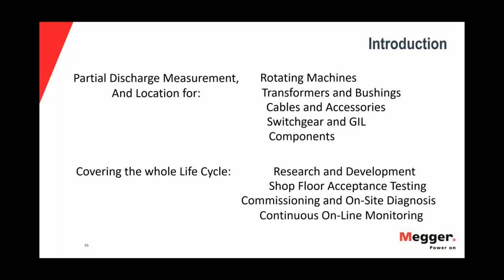So basically the PD can happen in various things, as I mentioned. In summary, it can happen in rotating machines, transformers, bushings, cables, GIS, and instrument transformers like CT and VT. So it can cover the whole life cycle, whether during research and development, shop acceptance testing at the factory, or field testing, or online monitoring, for example.